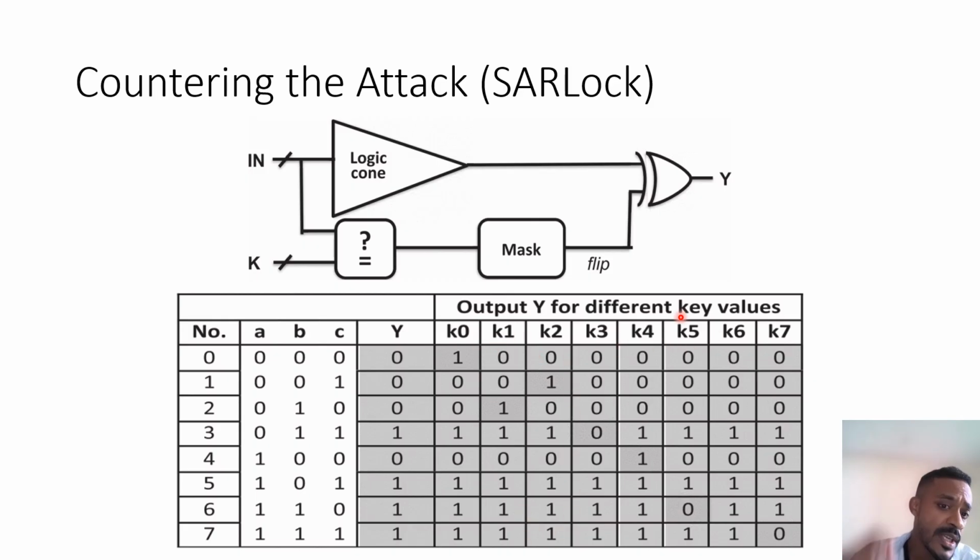So you will notice that to actually isolate the correct key, you need to apply at least 7 input patterns to the functioning chip. And that's simply because each of the incorrect keys differs from the correct key at exactly one input, and that input is distinct for each key.